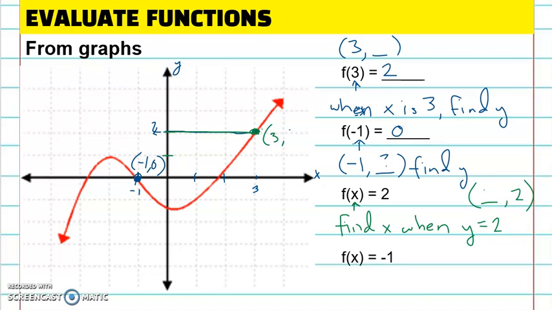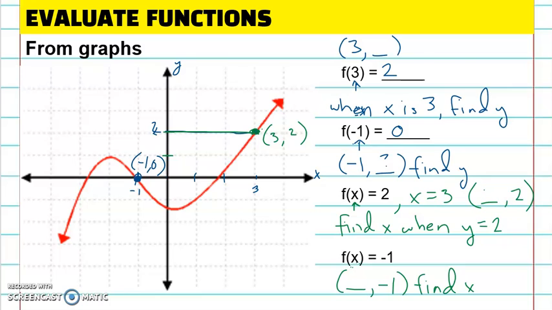Make sure your ordered pair is correct. Even though it gave us the y, make sure you write it in the right order. So for f of x equals 2, this is x equals 3. Okay, one more. F of x equals -1. So the ordered pair we're trying to complete is something goes with -1. So we're finding x.